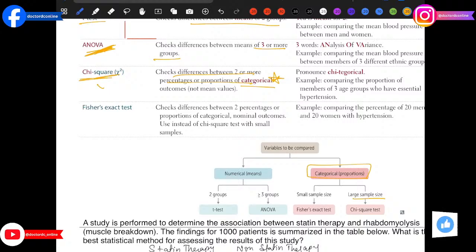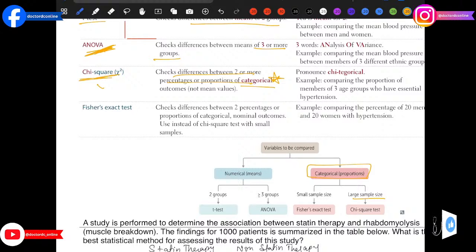Let's also add a fourth important one, Fisher's exact test. This test checks differences between two percentages or proportions of categorical nominal outcomes. You use it instead of the chi-square test when working with small sample sizes. For example, comparing the percentage of 20 men and 20 women with hypertension.